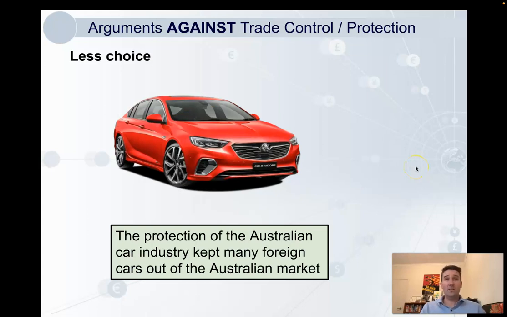We get less choice. So Australian car manufacturing, both subsidies and tariffs kept out the foreign-made cars as they couldn't compete with the protection that the Australian government was giving the car industry. Australians, therefore, had a limited choice of cars to choose from. Not all brands were bringing their cars to Australia.